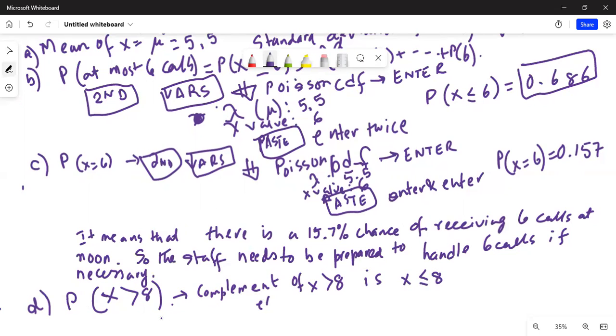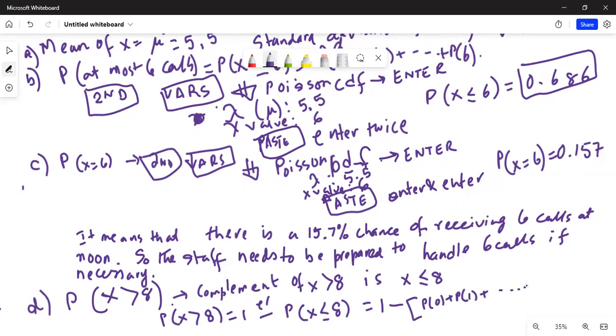So by using the complement rule, probability of x greater than 8 is 1 minus the probability of the complement event, which is x less than or equal to 8. Because it's less than or equal to 8, we are adding from 0 to 8. So let me write that out: 1 minus, in parentheses, P0 plus P1 plus and so on up to P8. We can do that easily in our TI-84 calculator.